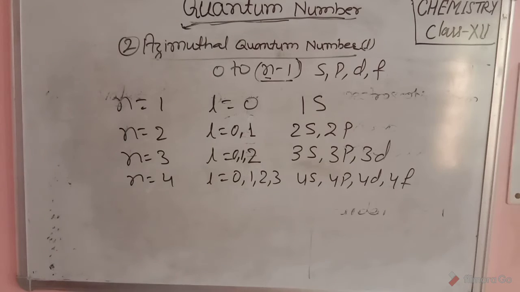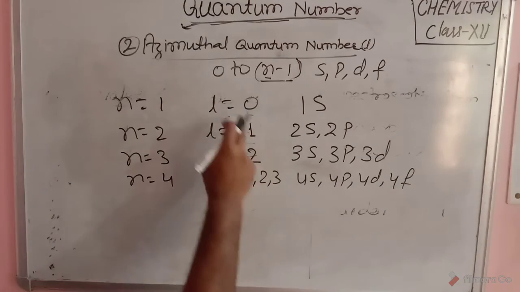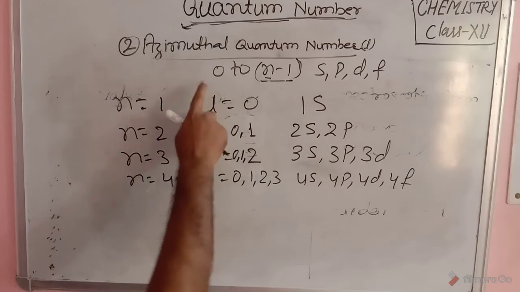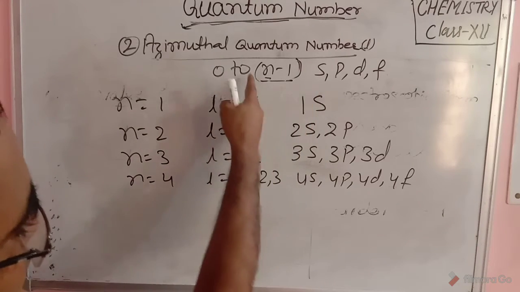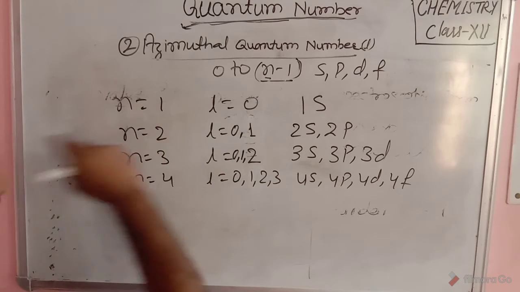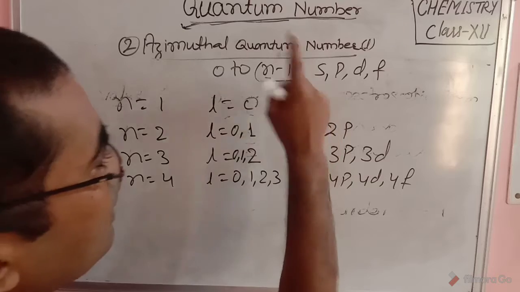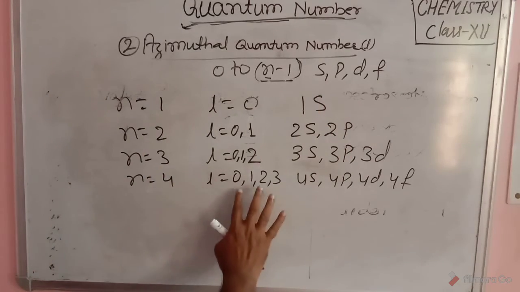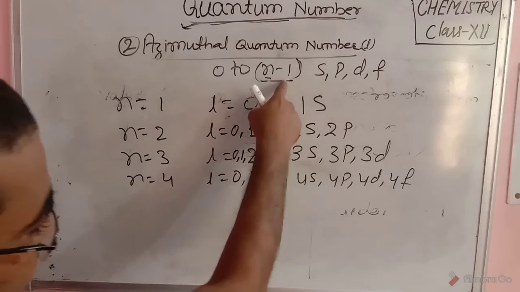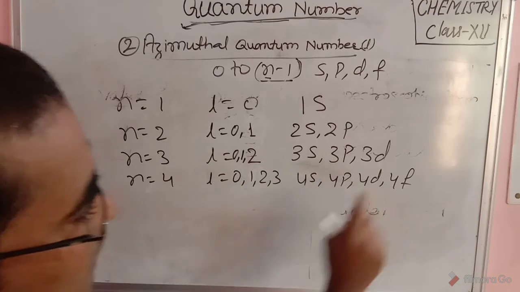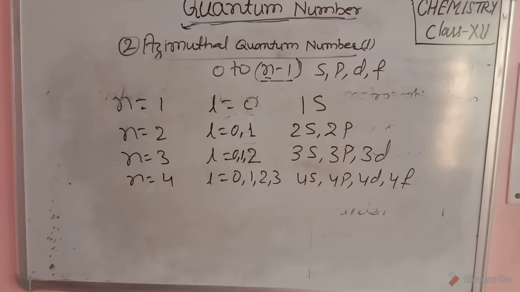Is it clear? For the azimuthal quantum number, the value lies between 0 to n minus 1. So we are putting the value of n as 1, 2, 3, and so forth, and the value lies between 0 to n minus 1. So if n is equal to 1, L is 0, it will be only one S. Similarly, for n is equal to 4, L is 3. So 0, 1, 2, 3, there are 4 values. So it will be 4S, 4P, 4D and 4F.